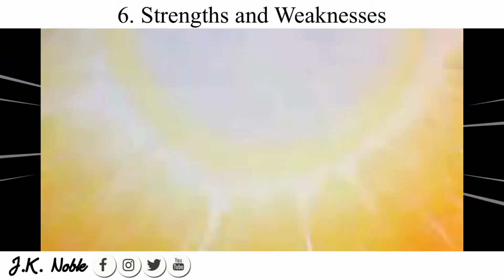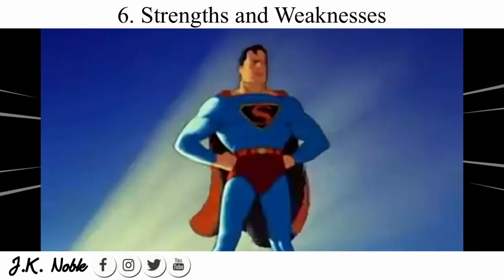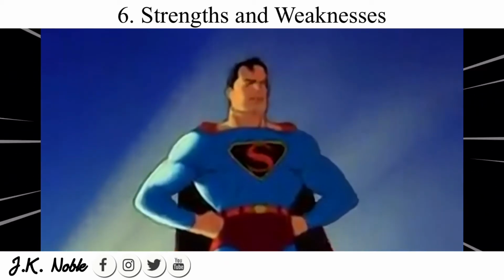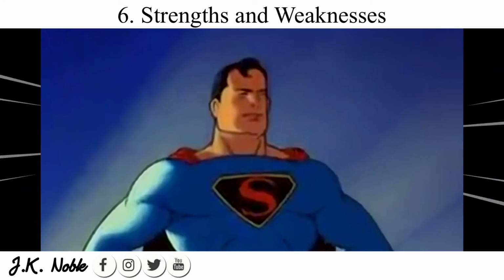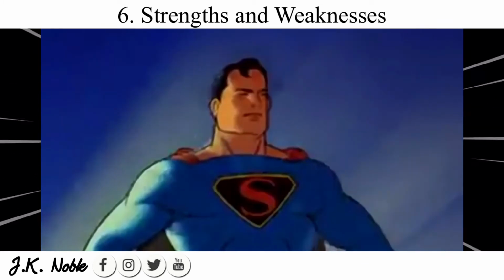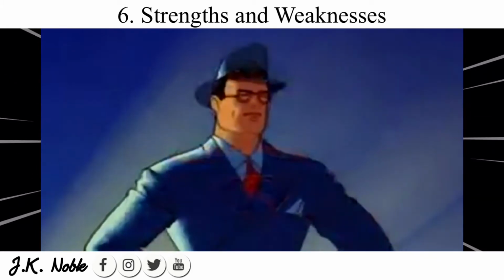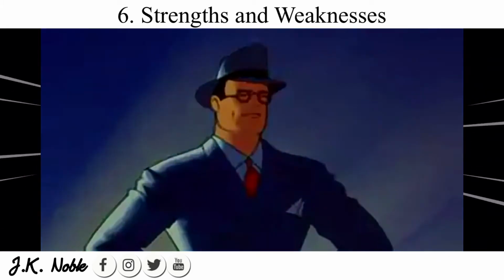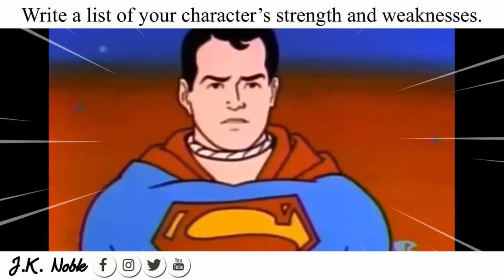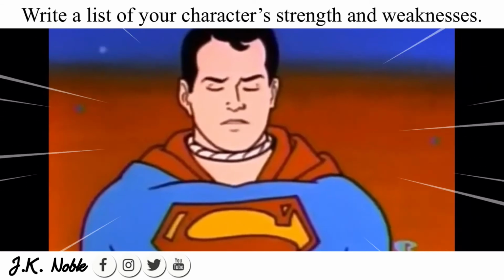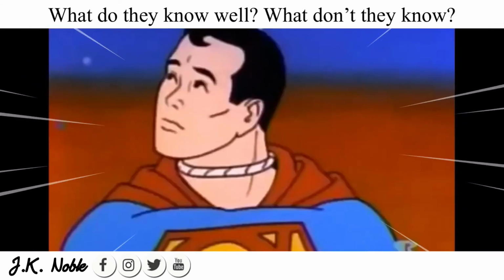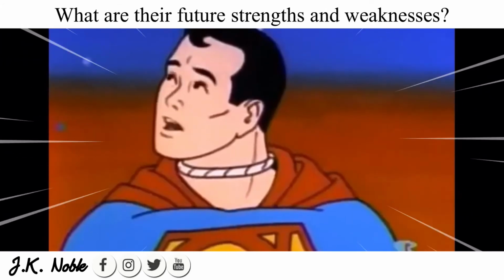6. Strengths and weaknesses. No one person is perfect, and your character shouldn't be either if you are striving for realism. All people have things they are good at and things they are not. This could relate academically or in other aspects of the person's life. Is your character great at cooking, but bad at baking? Is your character street smart, but not book smart? Create a list for your character of strengths and weaknesses. Add things they know well, and things they don't know. You could create a different chart of future strengths and weaknesses.